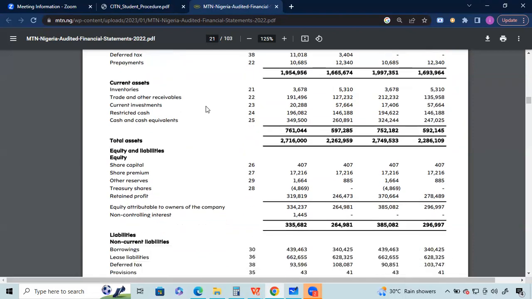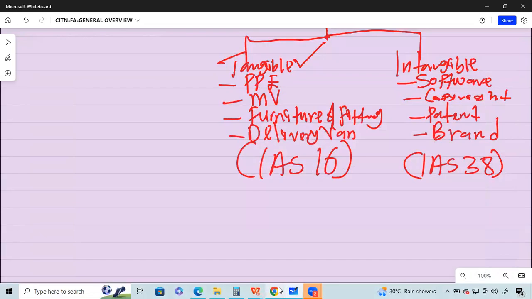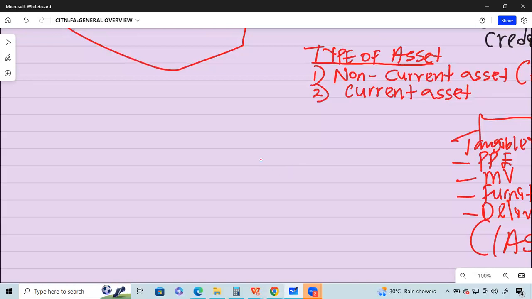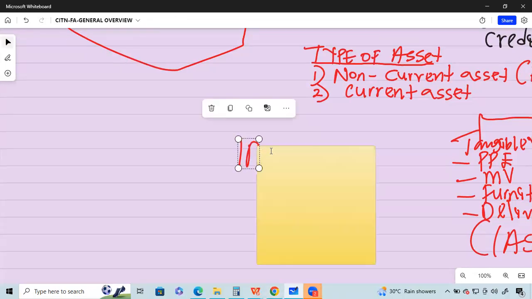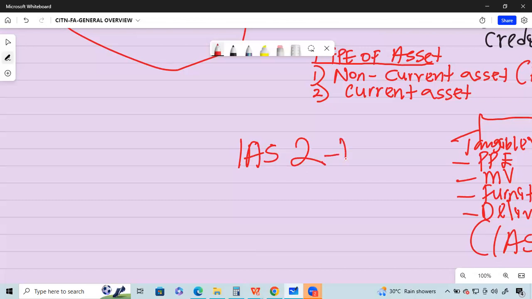So what are examples of current assets? You can see inventory. We are going to be talking about inventory as well. It's part of our syllabus. And the regulatory standard for inventory is IAS 2. International Accounting Standard 2 deals with inventory. So that is also part of our syllabus as well.